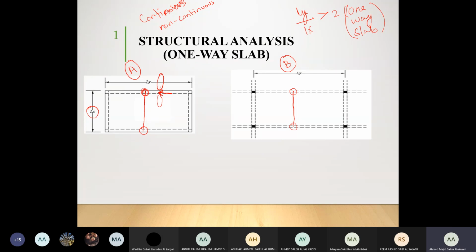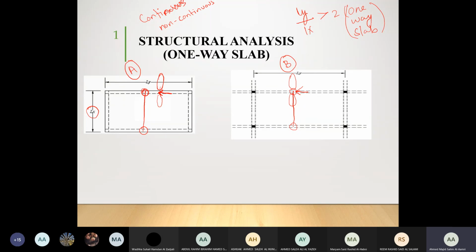Now in this scenario, if I try to draw a support, do we have a slab here on the right side? Yes. Do we have a slab on the left side? Yes. So this particular support is considered to be a continuous support. So we have a continuous and we have a non-continuous.